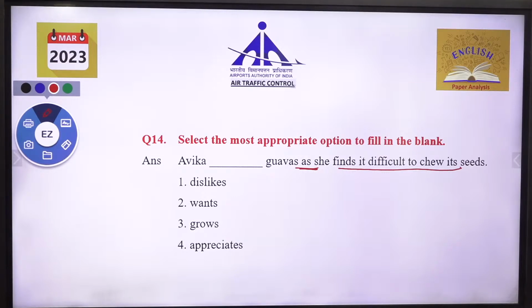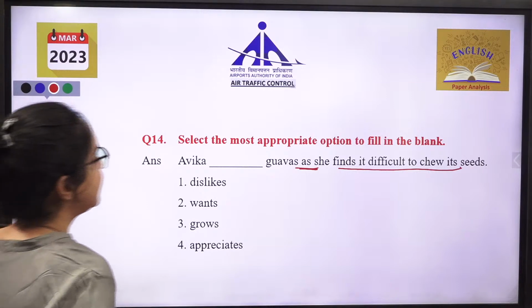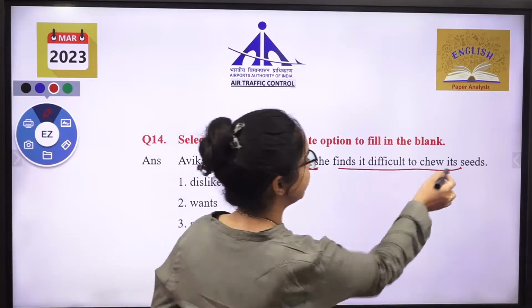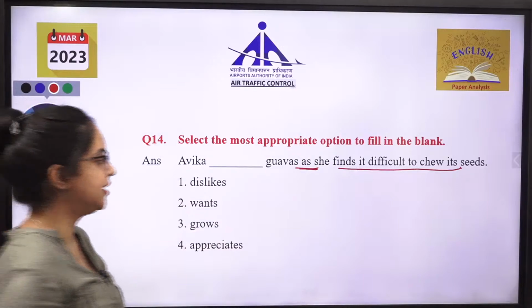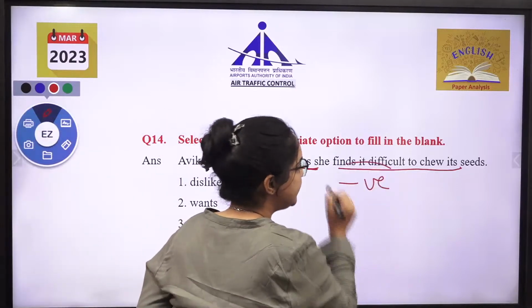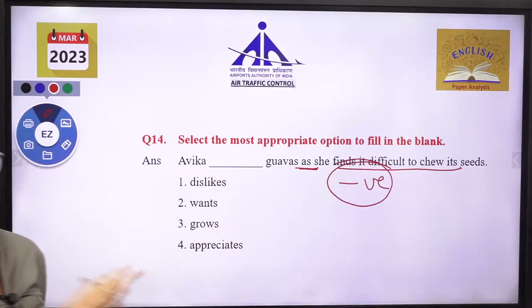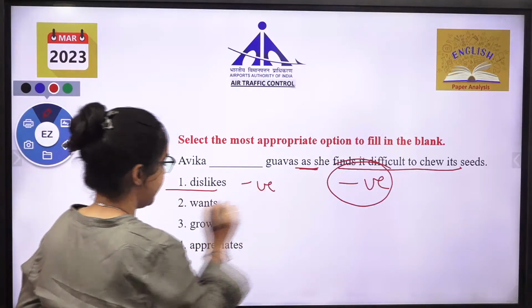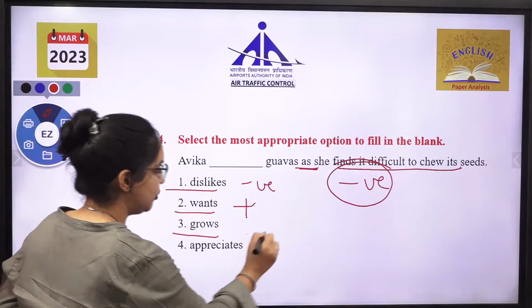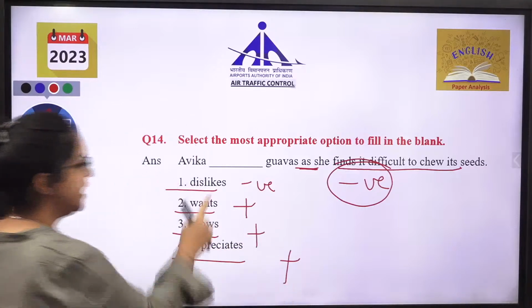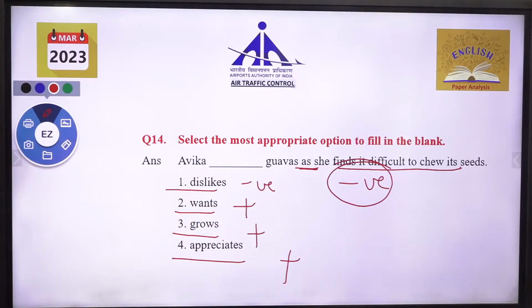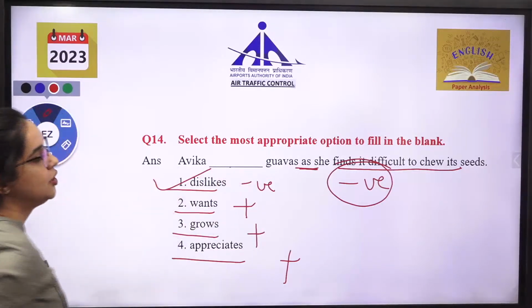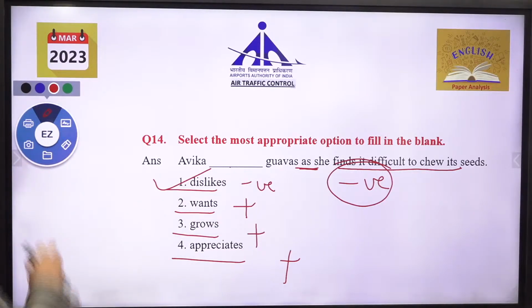Okay, everyone is with dislikes. Avika dash Govas as she finds it difficult to chew. As she finds it difficult, that means it is going to come as a negative, even if it is an easy one. May it comes difficult in the future. Dislike negative है, wants positive है, grow positive है, appreciate positive है. एक ही blank है जो negative depict कर रहा है, and that is dislikes. So what will be the answer? Avika dislikes. Everyone is right.